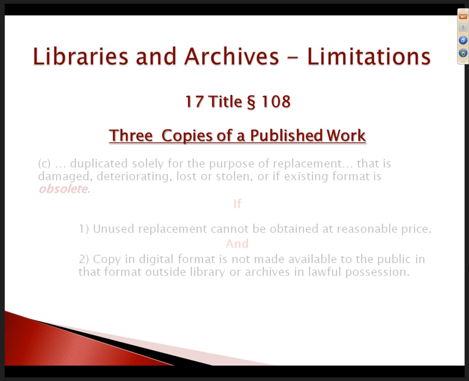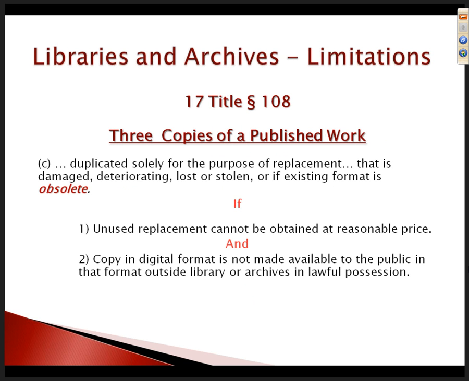Three copies of a published work. As a library or archive, we can make three copies of a published work if it's solely for the purpose of replacement. So say we have an item in our collection that is damaged, deteriorated, lost, or stolen, or the existing format is obsolete. A format is considered obsolete if the machine or device necessary to render it perceptible is no longer manufactured. It might be something like a floppy disk. If we can't reasonably make that available or find something to play it, then we can make a replacement copy.